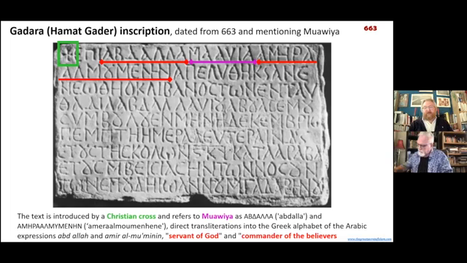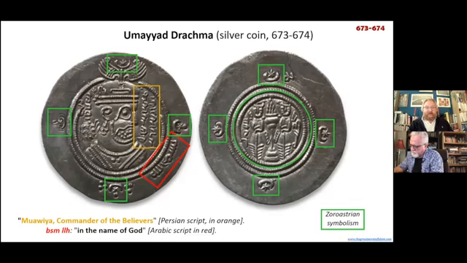And we have other evidence like this. We have in the East other coins. This one is still being minted with the Bismillah. And this one is interesting because we have the name Muawiyah, commander of the believers, here in a Persian script, here in the orange square.